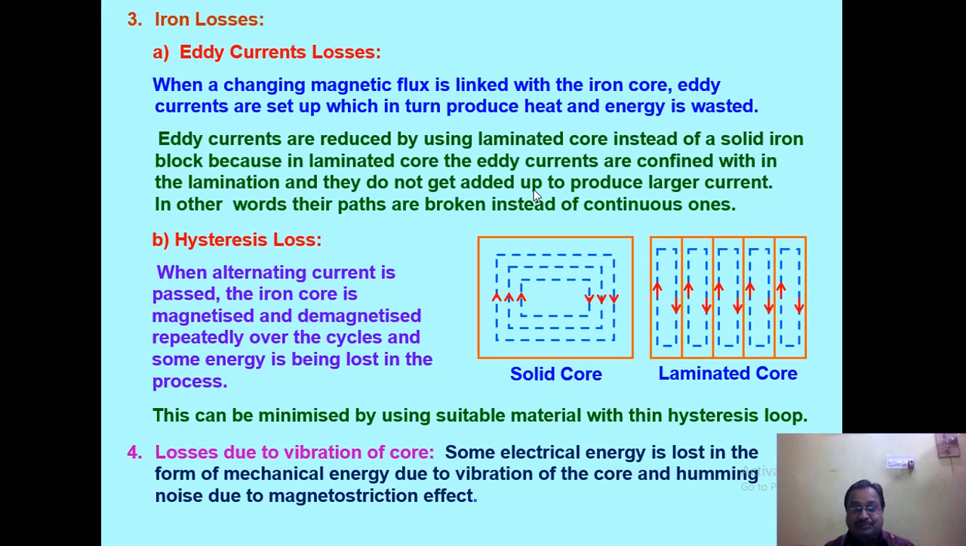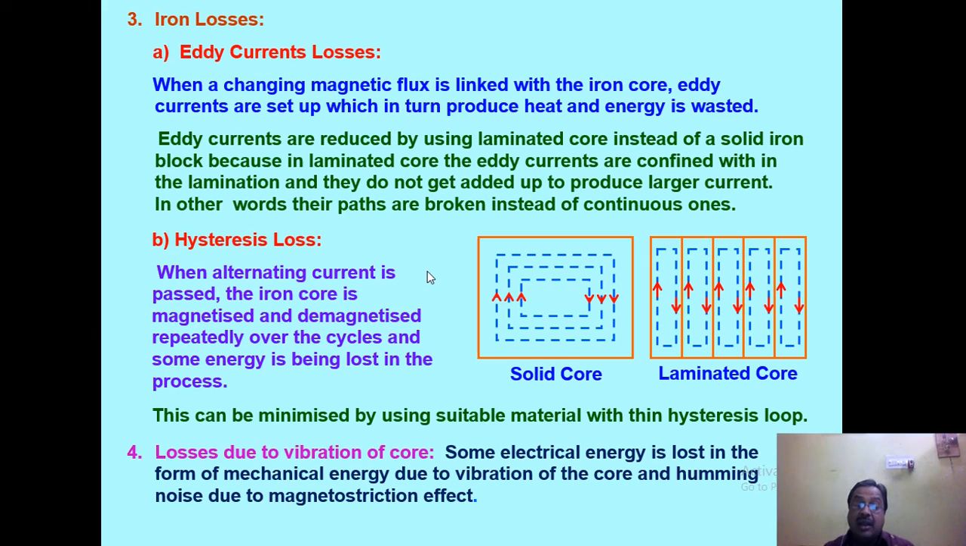Here is the thing that I have discussed earlier: due to formation of eddy current, you see what happens in a solid core and what happens in a laminated core. With insulations, there is no chance of eddy current forming here. So these two are iron losses, one due to eddy current, another due to hysteresis. Another loss is losses due to vibration of core.